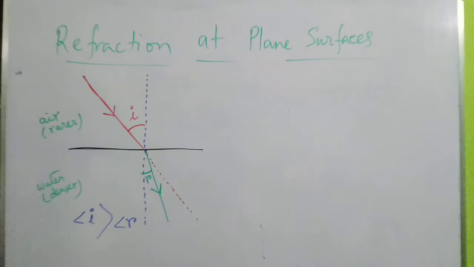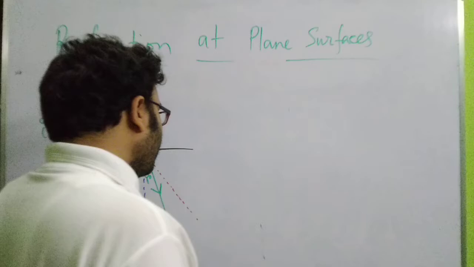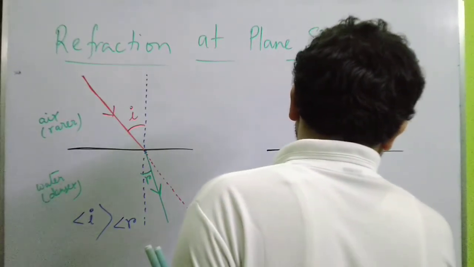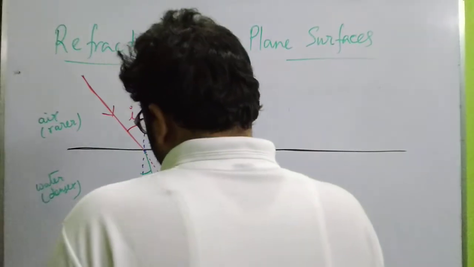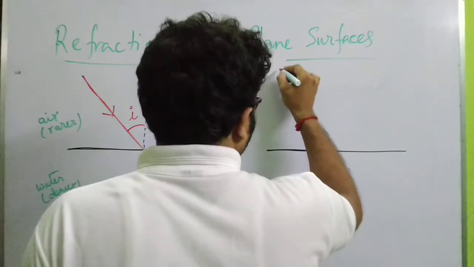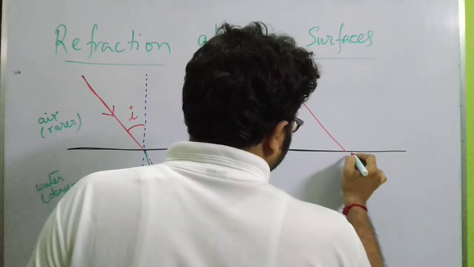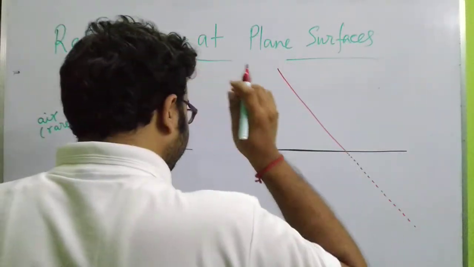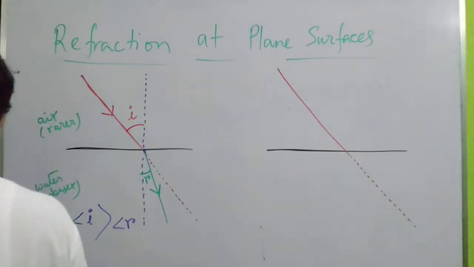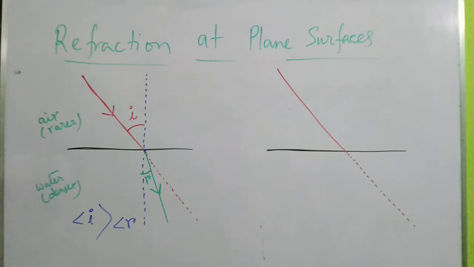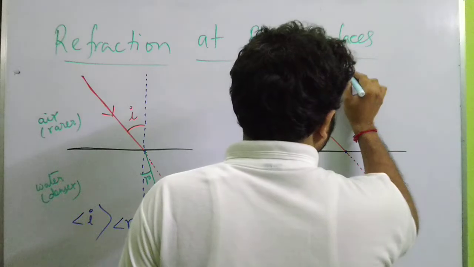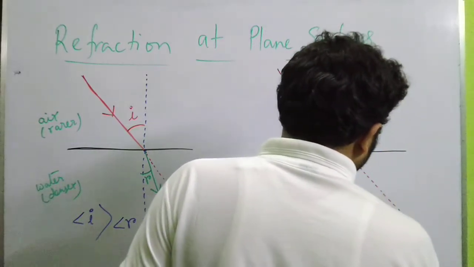Now coming to the second case. Just consider the opposite case, that light is moving from a denser to a rarer medium. This is the surface separating the two mediums. The incident light falls on the surface separating the two mediums. Had there been the same medium, it would not have deviated from the original path. It would travel along that red line. But as the medium has changed, first let us draw the normal at the point of incidence. So this is the normal at the point of incidence.